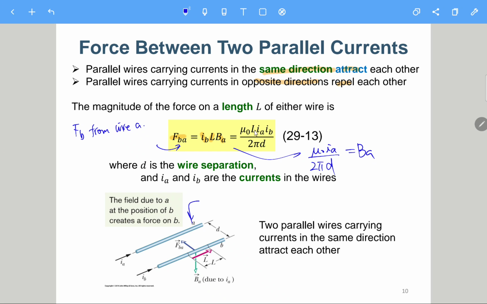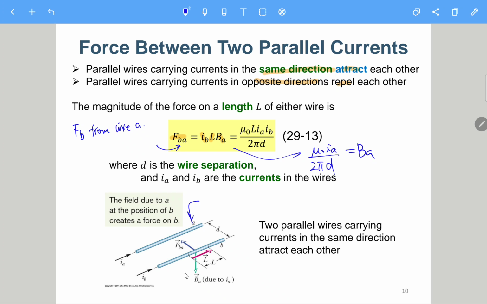So we substitute this term back to here. On the top we have mu0 L IA IB, and then on the bottom, we have 2 pi D. So overall the force will be mu0 L IA IB over 2 pi D. And D is the separation between the two wires. IA and IB are the currents in the wires. So this is the magnitude of this force.